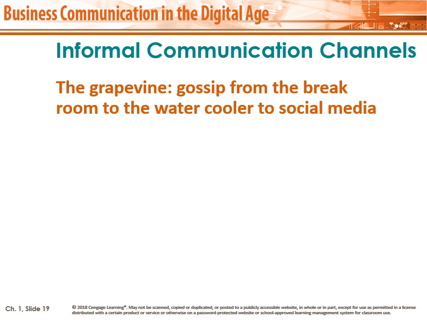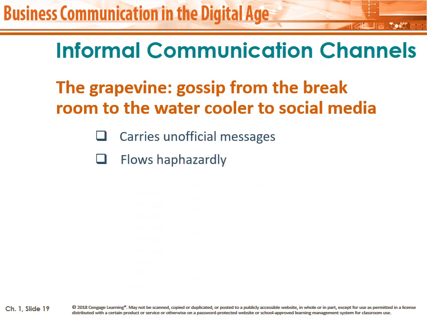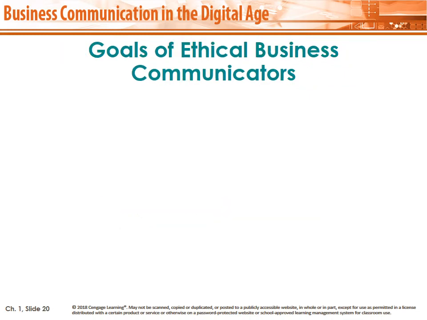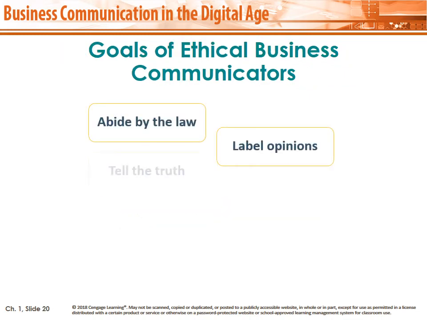Informal communication channels such as the grapevine, which is the gossip from the break room to the water cooler to social media. This carries unofficial messages flowing haphazardly, can be remarkably accurate, and is disliked by management. Whenever employees thirst for official information and it's limited, then they go for the gossip.